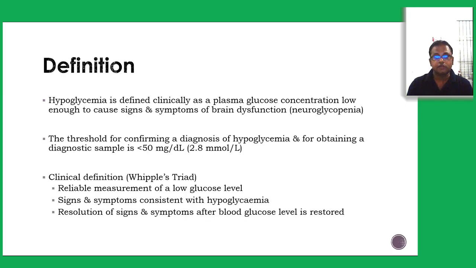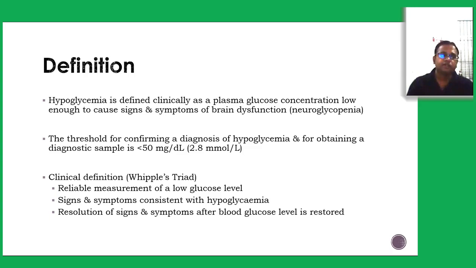So, more about definition. Hypoglycemia is defined clinically as a plasma glucose concentration low enough to cause signs and symptoms of brain dysfunction, or neuroglycopenia. The threshold for confirming a diagnosis of hypoglycemia and for obtaining a diagnostic sample is less than 50, and some authorities take it as less than 45.